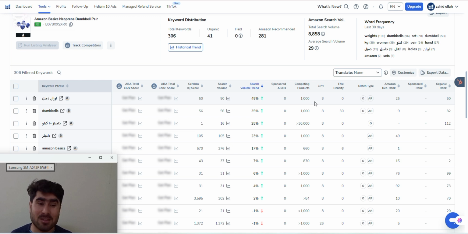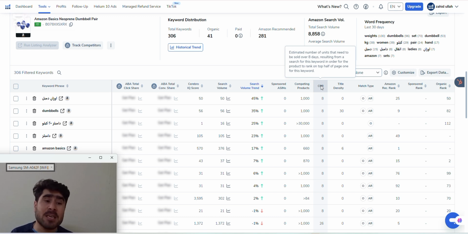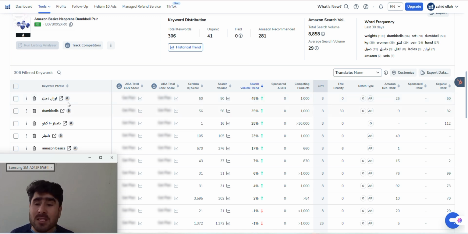competitive product is 1000. And CPR, Cerebro Product Rank. What is the meaning of CPR? Estimated number of units that need to be sold in 8 days from the search of this keyword for the product to rank on the top half of page one for this keyword. So what does this mean? If you use this keyword in your title, you need to add this search and sold this many products, and you will rank in the top page.